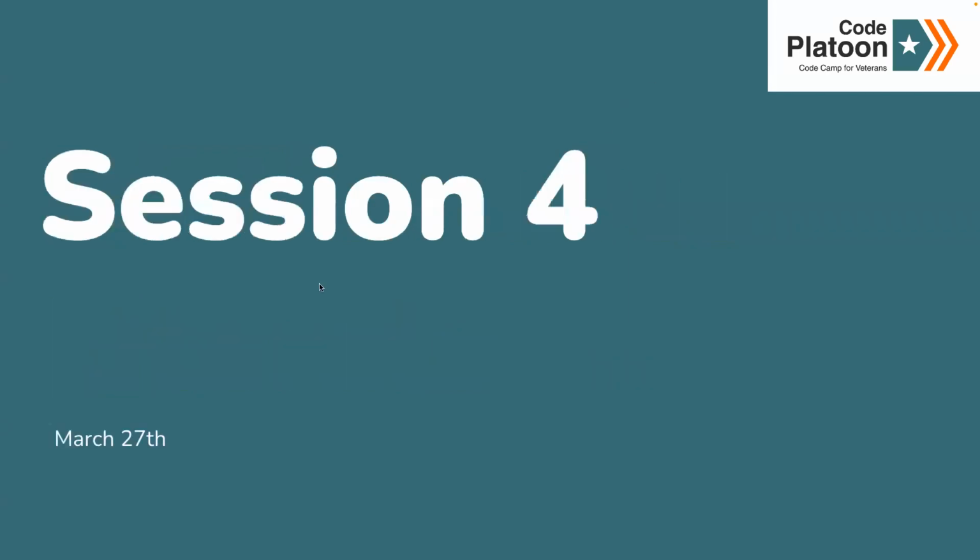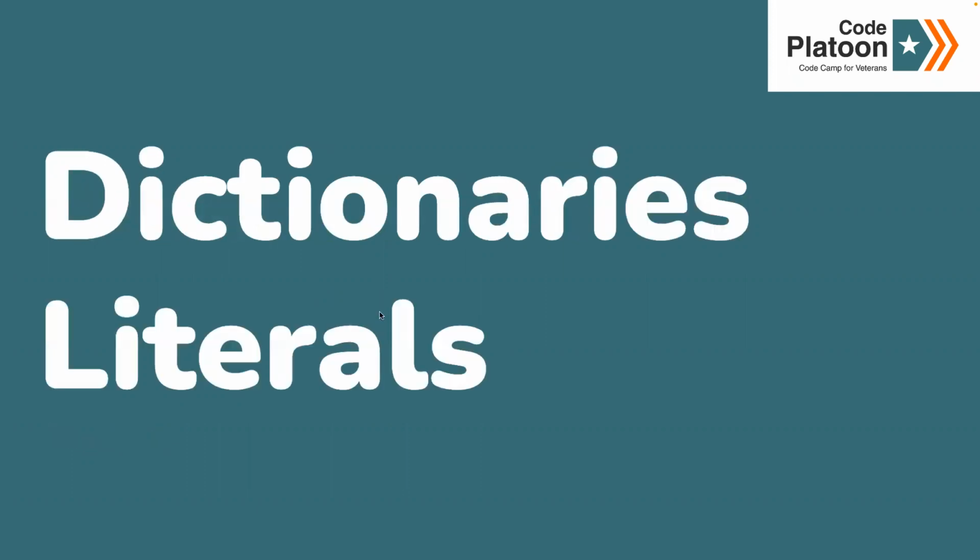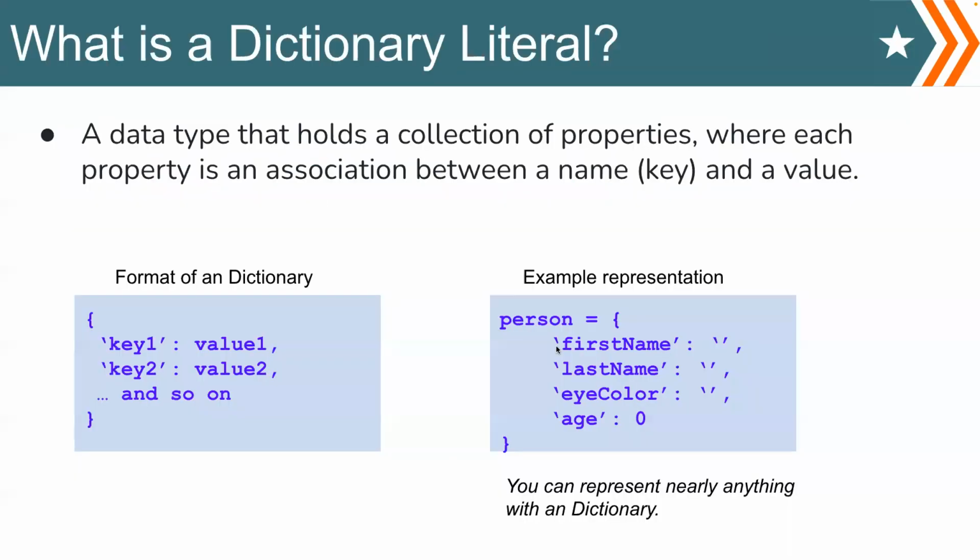All right, welcome everyone. Today we're going to be going into session 4 and we're going to be talking about dictionary literals. So what is a dictionary? A dictionary literal is a data type that holds a collection of properties where each property is an association between a name, which is a key, and a value.